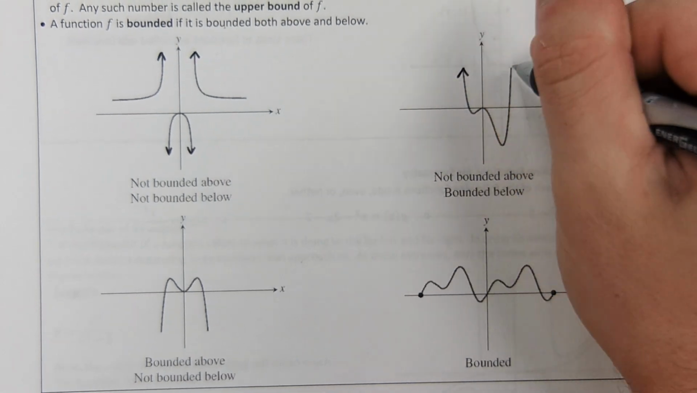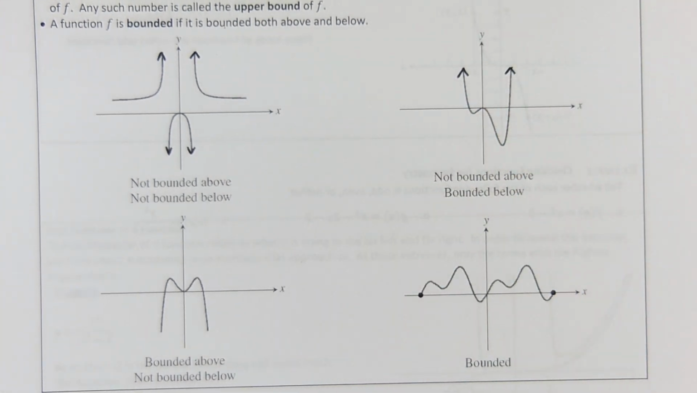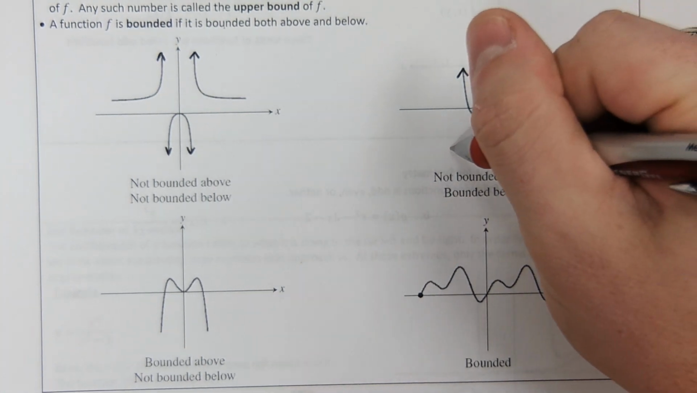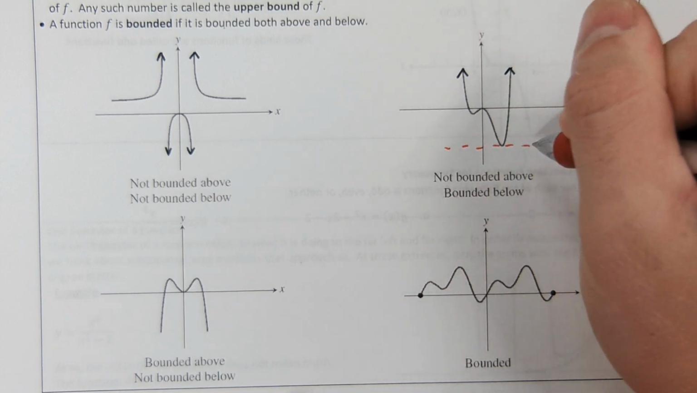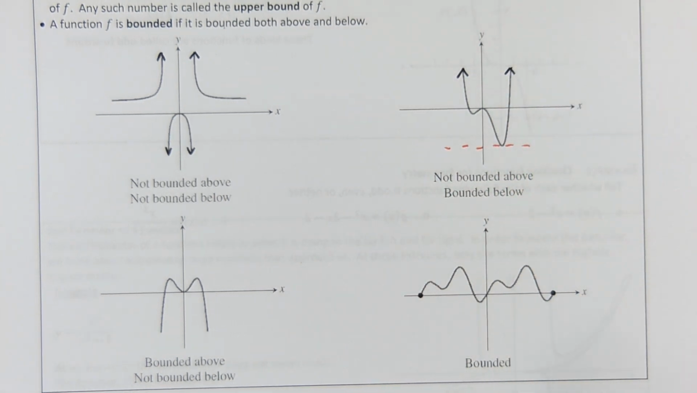Because this graph points up forever, it is not bounded above. However, there is a value that it will never dip below. Because this is a polynomial function, we would say that that is its absolute minimum on its range. And it would be a closed, not closed dot, a bracket on that range. The point is, it has a lowest number it will never dip below, bounded below.